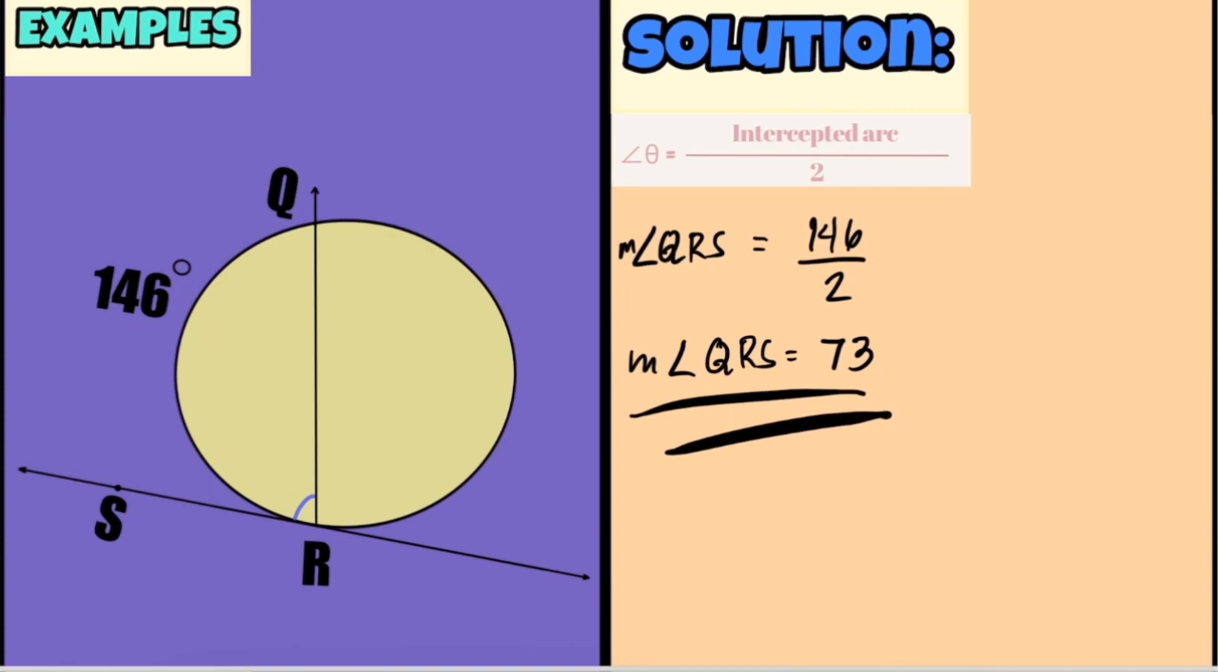Now, just to add on to this one, because this one is pretty easy: if this one is 146, what would be the measurement of this arc right here, this major arc? You will simply subtract it from 360. 360 minus 146 will give you 214. I'm mentioning that as early as now so that we will be able to apply it later. Let's have another example right here.